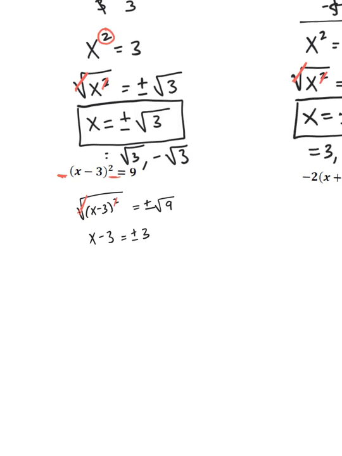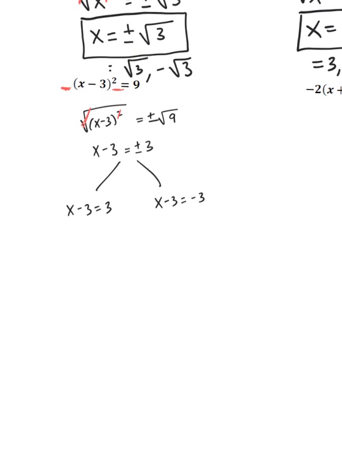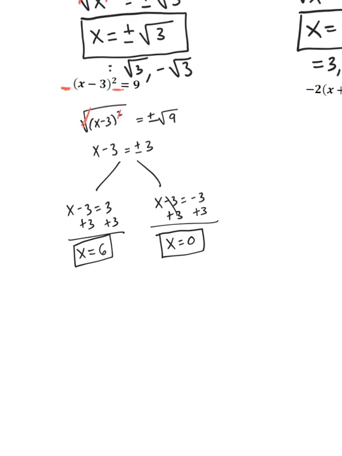Now what this is really saying is it's giving me two separate equations. One equation is x minus 3 is equal to a positive 3. The other one is x minus 3 is equal to a negative 3. So that positive and negative are distributed after the equal sign on both. You're going to solve these two equations separately from each other. In the first one, I'm going to add 3 to both sides, so I get x is equal to 6. On the other one, I'm going to add 3 to both sides. Negative 3 plus 3 is 0. So the two solutions I get are 6 and 0.